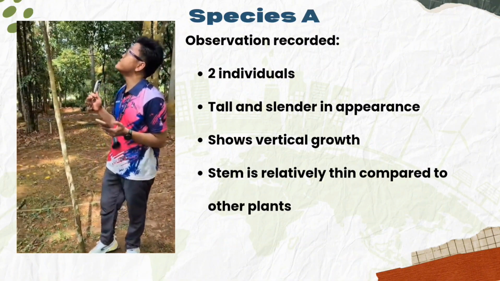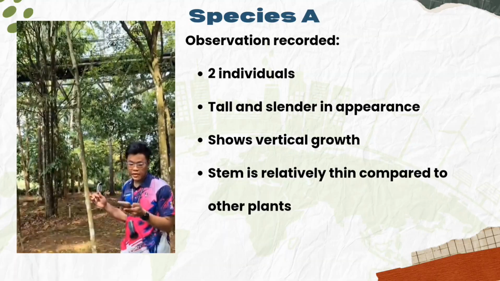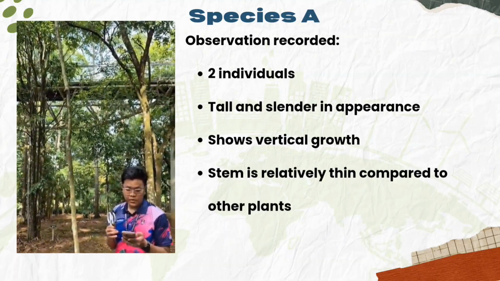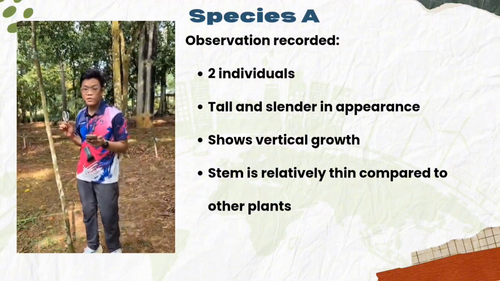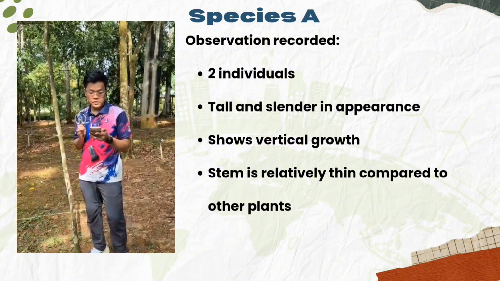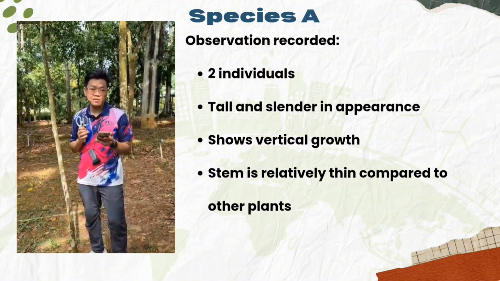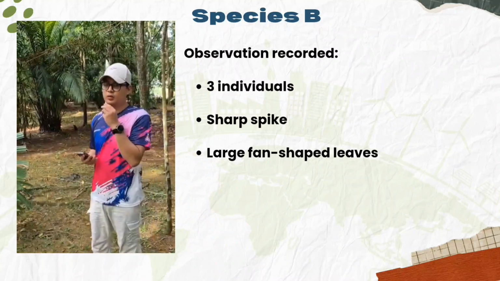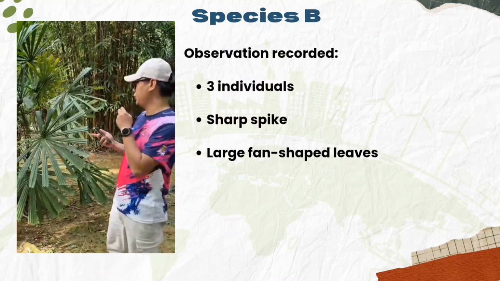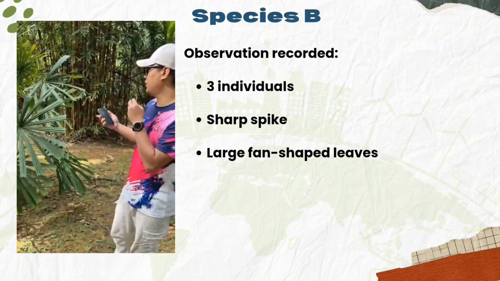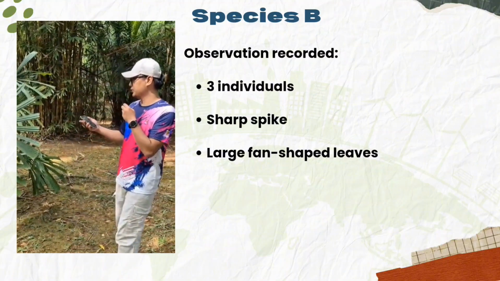The plant species is tall and slender in appearance. Based on the observation, this species shows vertical growth with relatively thin stems compared to other plants in this quadrat. We call it species B. So this species, we have 3 individuals in our quadrat.